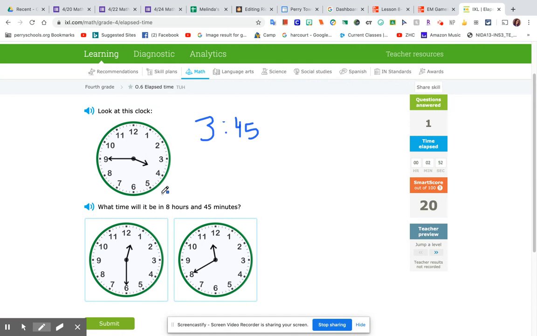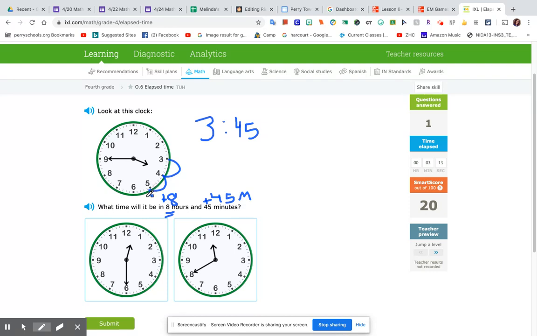What time will it be in, oh, they made it harder, 8 hours and 45 minutes? You can't do both at the same time. So I'm going to start by adding hours, and I'm going to do it correctly. I'm adding 8 hours. My starting hour is 3 because it's between 3 and 4. So 1 hour later would be 4:45.